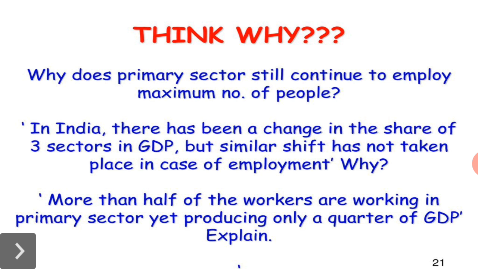In India there has been a change in the shares of the three sectors in GDP, but a similar shift has not taken place in the case of employment. More than half of the workers are still working in the primary sector, but even then they are producing only a quarter of GDP. What is the reason?